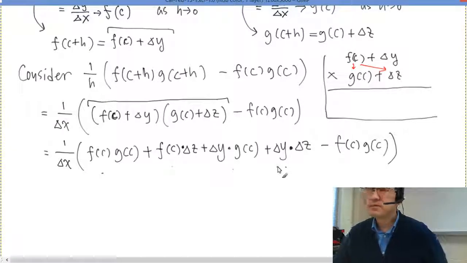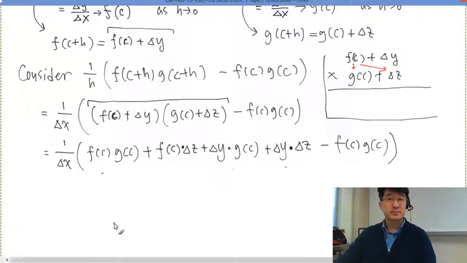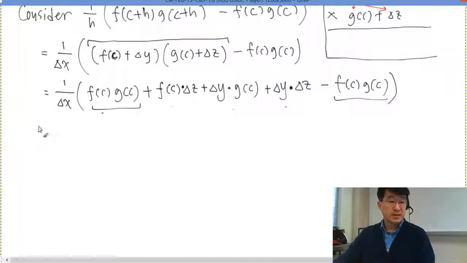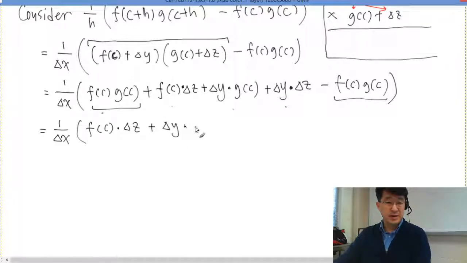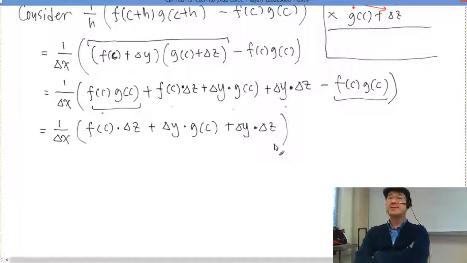Fair enough? Do you see cancellation? f of c times g of c cancels with f of c times g of c. All right, so proceed. Now we have delta x, f of c, delta z, plus delta y g of c plus delta y times delta z. That's the analysis. Isn't that right?